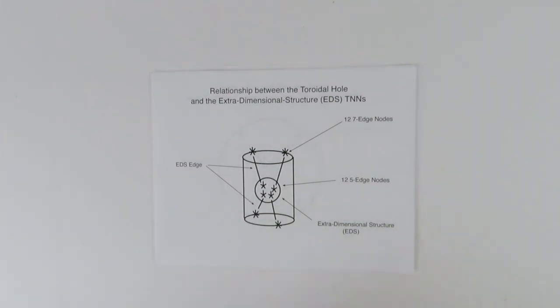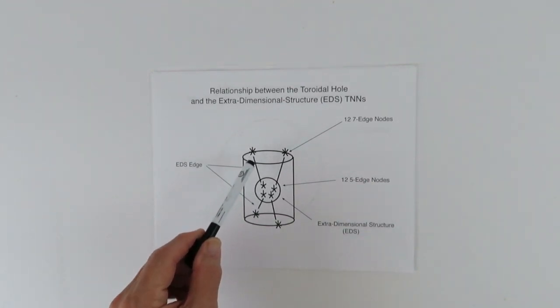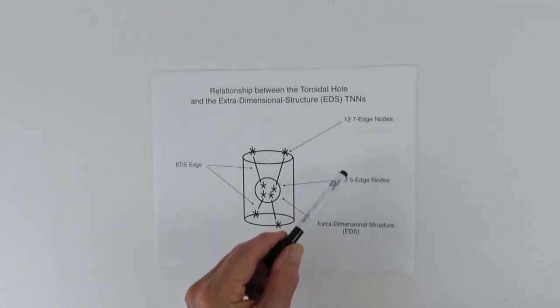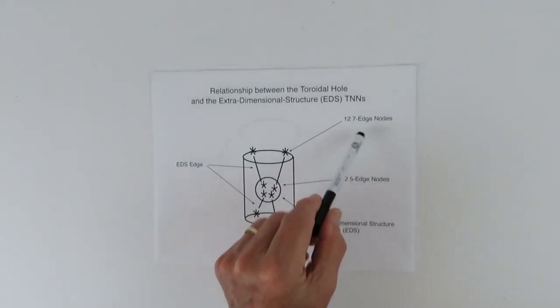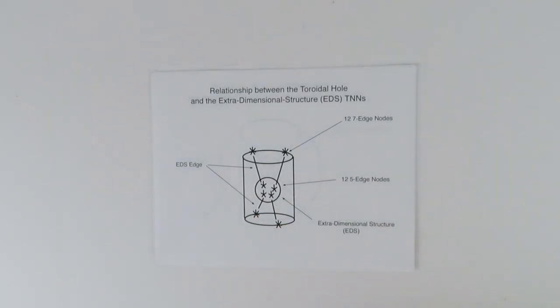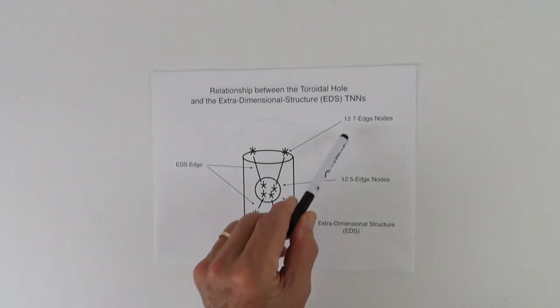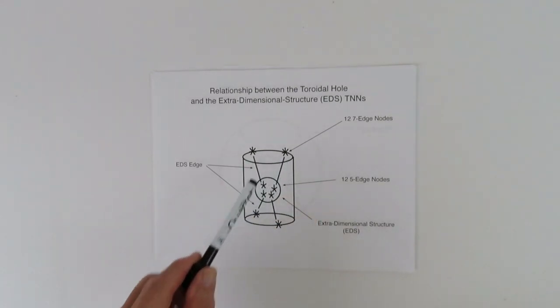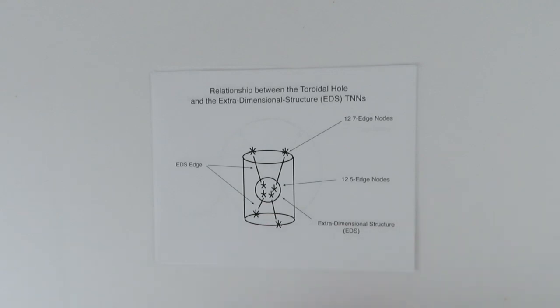To make a toroidal hole, you have some number of curvatures, 12 curvatures. Let's say there are 7-edge nodes. A 7-edge node has a curvature of +1. So if you had all 7-edge nodes constructing a toroidal hole, there would be 12 7-edge nodes. If you had 8-edge nodes, you'd have 6 of them, because the 8-edge node has a positive curvature of +2, and so you'd have 6 8-edge nodes forming a toroidal hole.